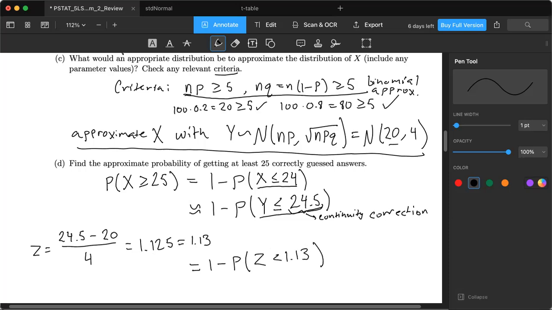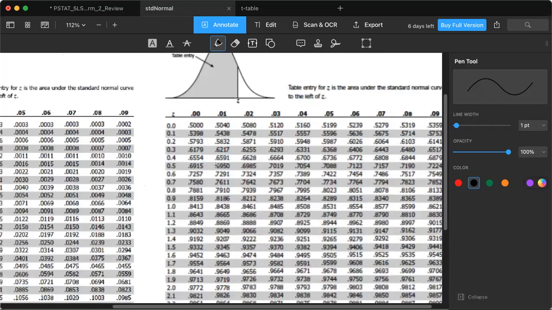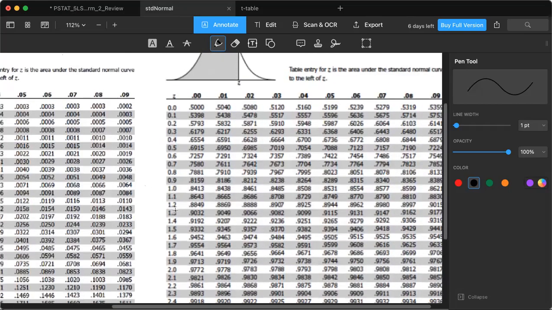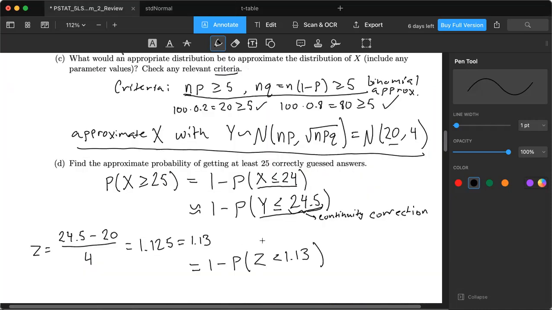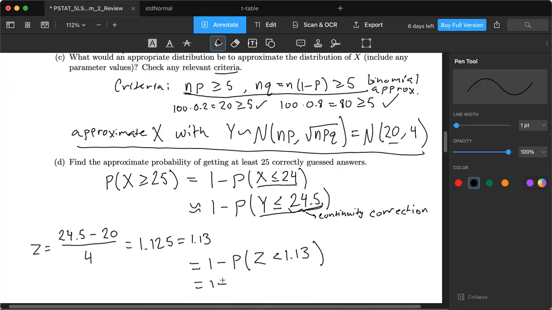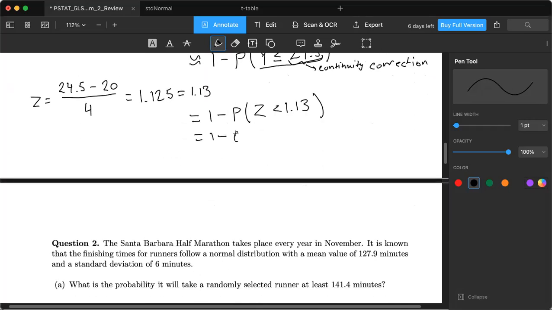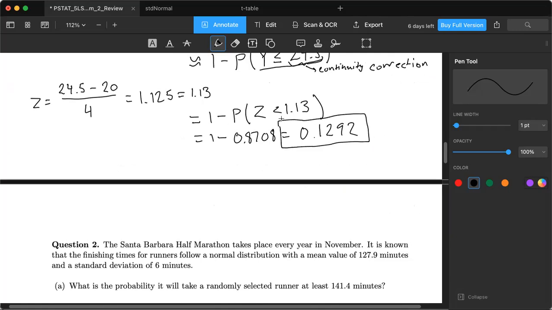And now we go to the standard normal table. So 1.1 and then 3. So we have 0.8708. So this is equal to 1 minus 0.8708, which is equal to 0.1292. So this is our approximate probability.